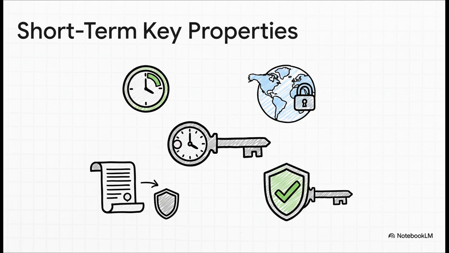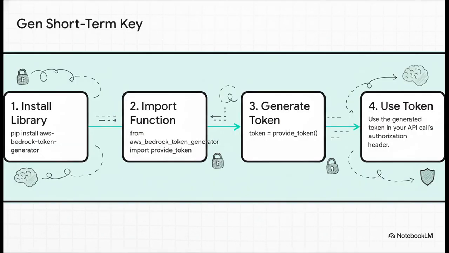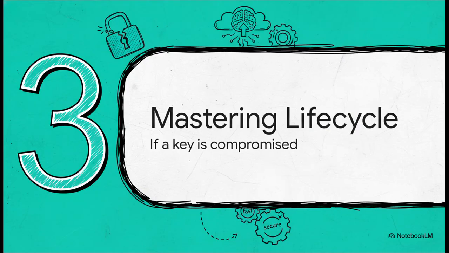It automatically gets the permissions of whatever created it, and it's locked to a specific region. This is what we mean by security by design. And hey, don't let short-term make you think it's hard to get. AWS provides these simple client libraries that do all the heavy lifting. In Python, it's literally just a pip install and a single function call. And what's cool is the library is smart enough to handle refreshing the token for you, so it's totally seamless for your application.